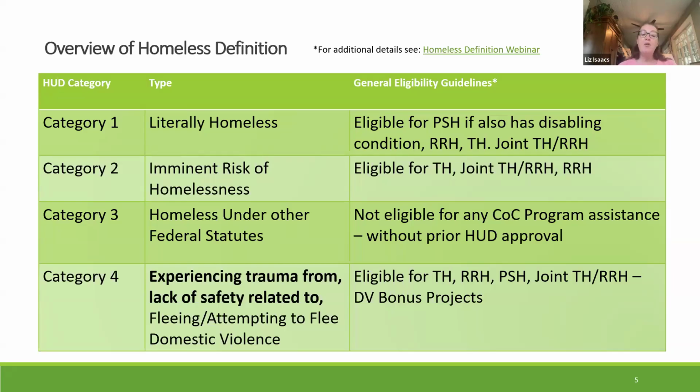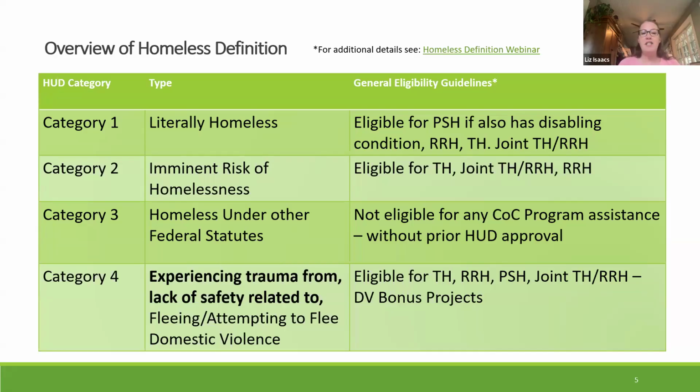So folks who are in category two are at imminent risk of homelessness, which means that they will lose their housing within 14 days of the date that they're applying for housing assistance. They also need to lack resources and support service networks to obtain housing. They are eligible for transitional housing, joint TH-RRH, and rapid rehousing. I made a joke about category three. It's a little vague. So, category three is homeless under other federal statutes.